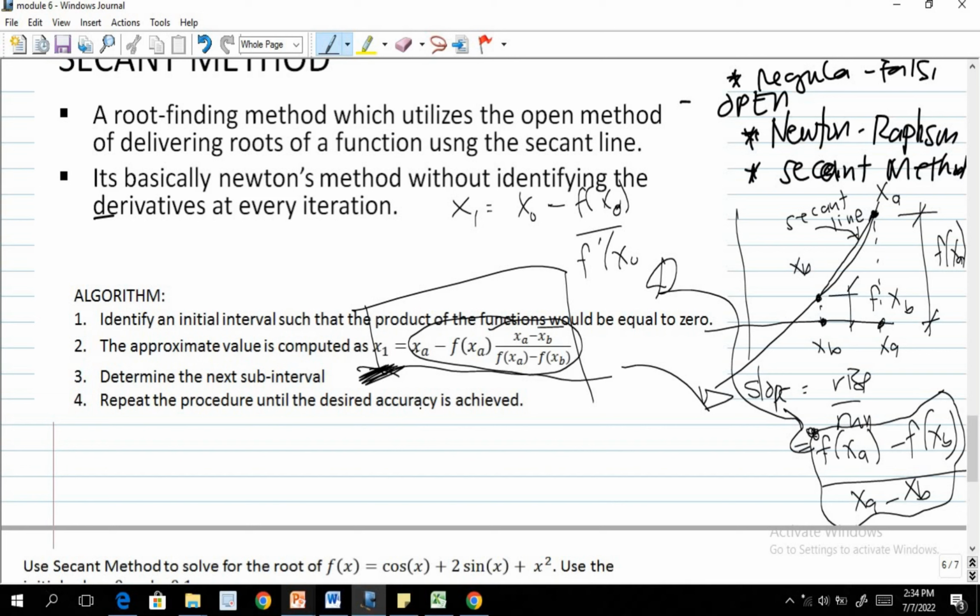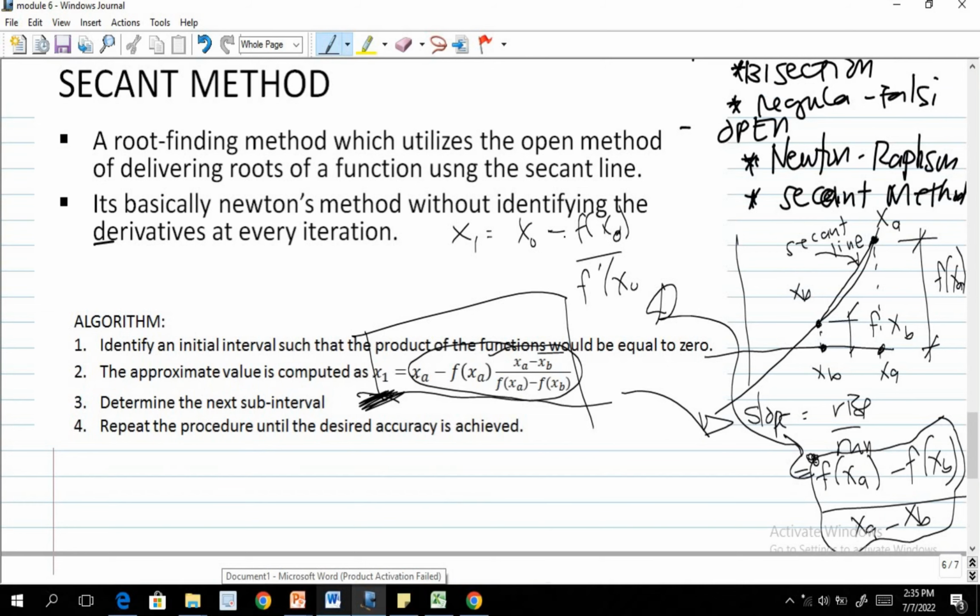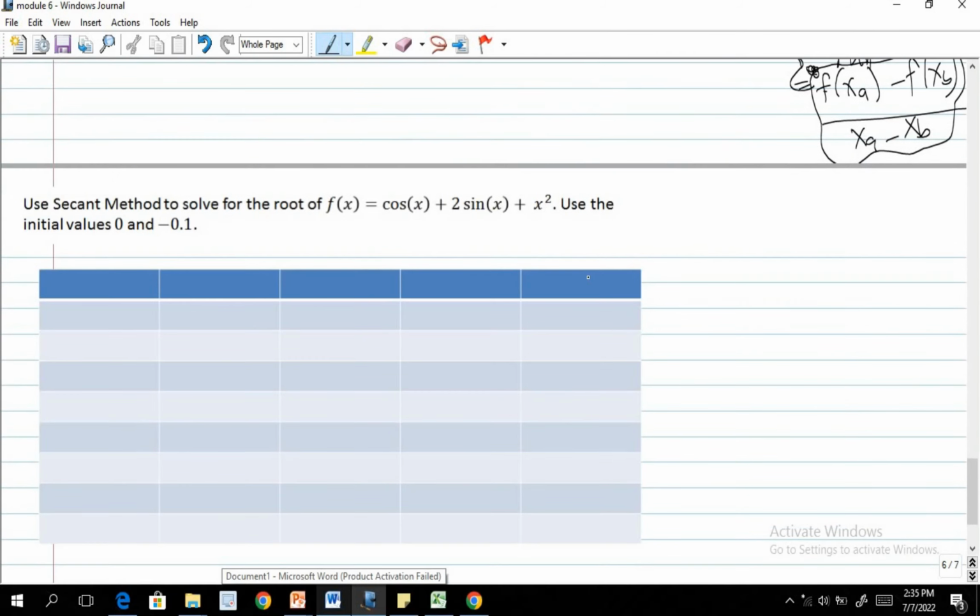So, for the steps in secant method, first we have to identify an initial interval such that the product of the functions would be equal to 0. The approximate value is computed as this equation. Then we have to determine the next subinterval. Repeat the procedure until the desired accuracy is achieved. Mas ma-appreciate natin ang paggamit ng secant method, try to solve this problem.